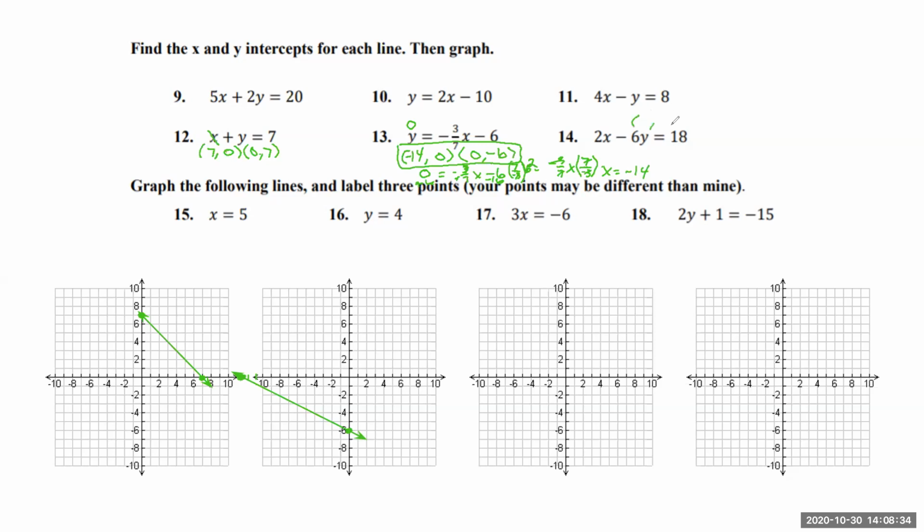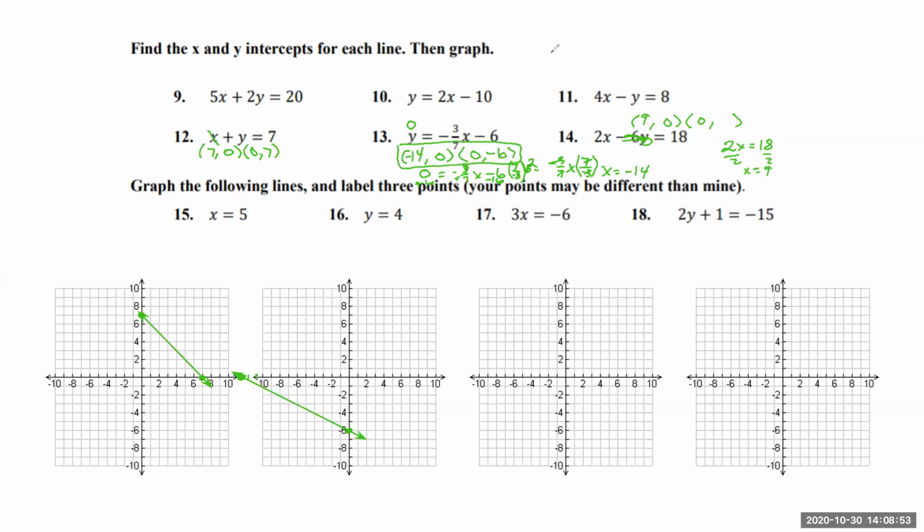Okay, so then going on to number 14, we're going to do what we've been doing so far. So 0 for y, 0 for x. So let's plug in 0 for y first. That's going to get rid of this right here, and we're just going to be left with 2x equals 18. If we divide by 2 on both sides, we're going to get x equals 9.